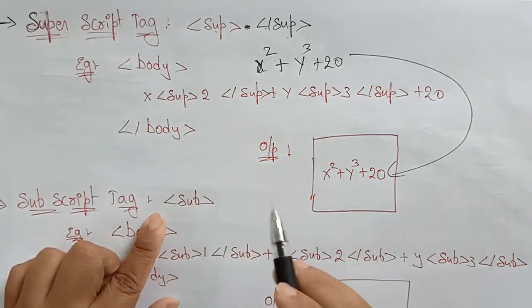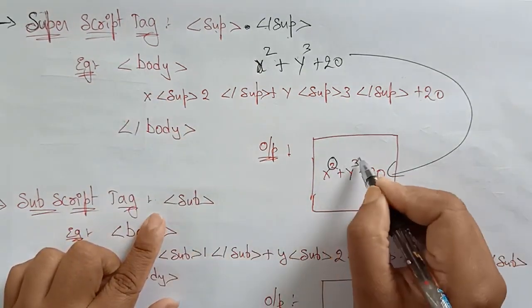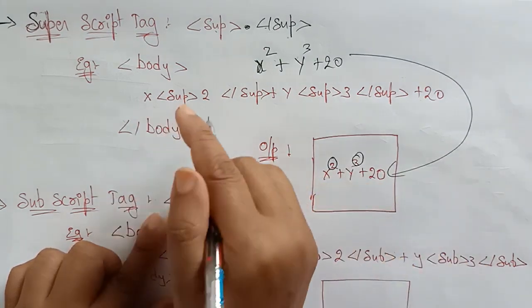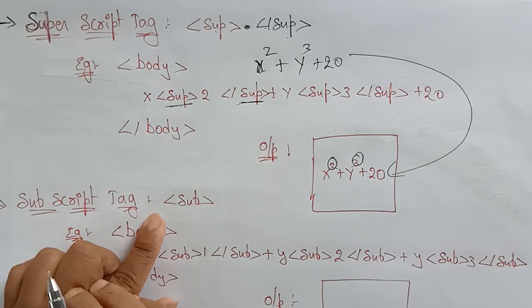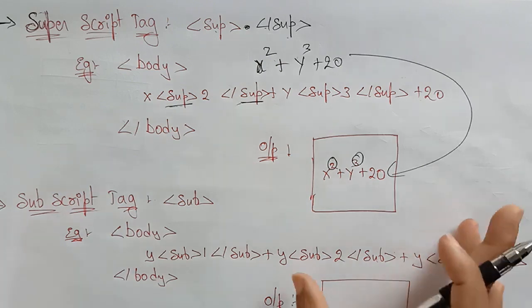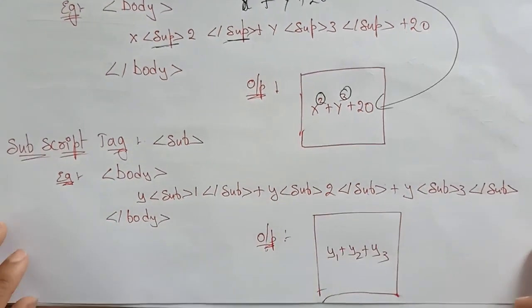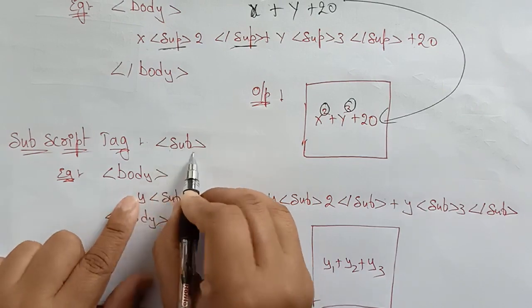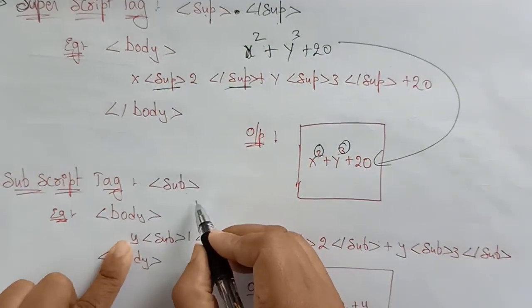Whatever powers you are using, if you want to represent them like this in mathematical form, you have to use the sup tag. So sup means X power 2, X power 3, Y power 3, like that it will come. Now then subscript, what is a subscript? The subscript is represented as SUB. Instead of SUP, you have to write SUB.